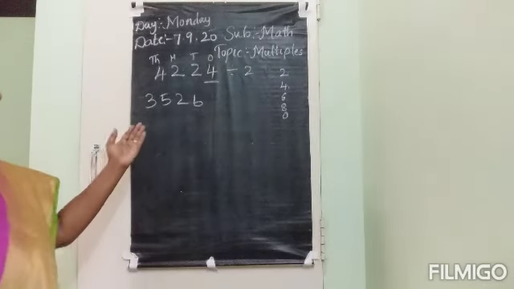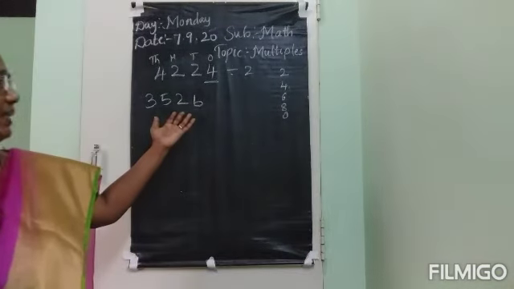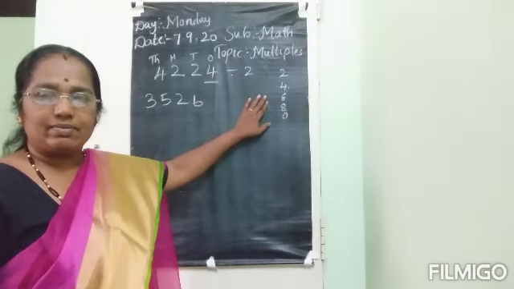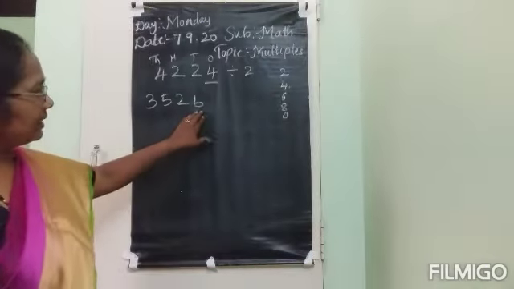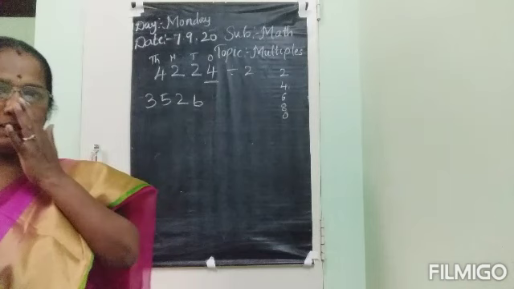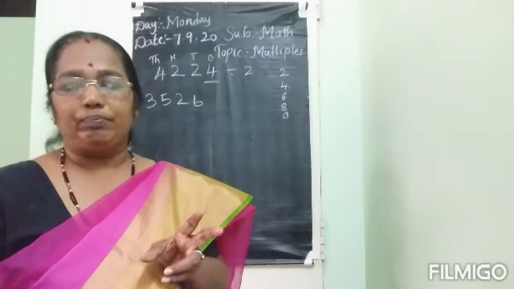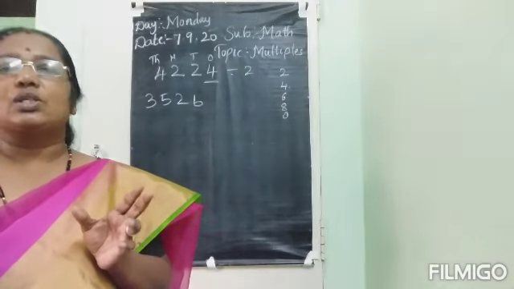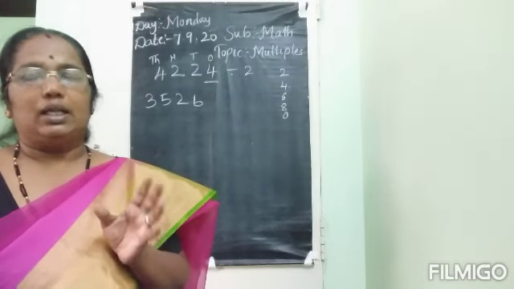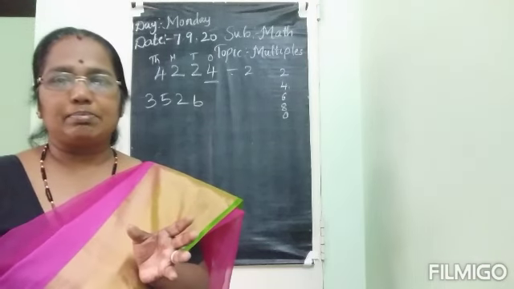Now if I say 3,526, is it divisible by 2 or not? Yes, it is divisible, because it has 6 in the ones place. So it is divisible by 2. So what is the test of divisibility rule for 2? The number which has 0, 2, 4, 6 or 8 in the ones place is divisible by 2.